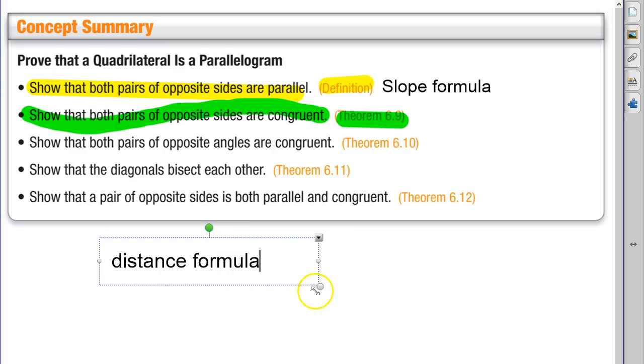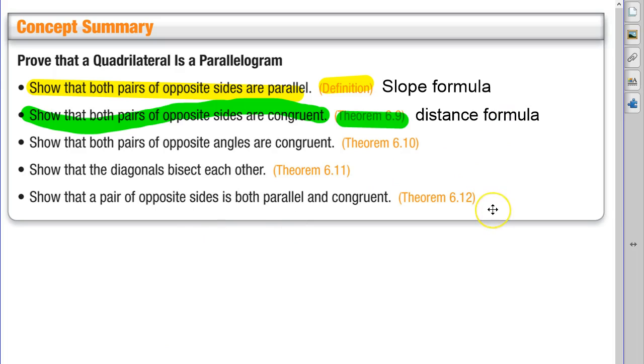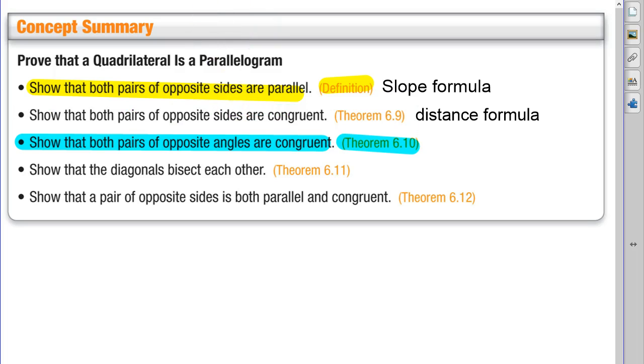So when we do stuff in class tomorrow with this, one of the things is how can I prove these sides are congruent? Well, I can either use something that we've done before, or I can use the distance formula. Now, proving that both pairs of opposite angles are congruent, that one's the toughest because you really can only do that in a proof. You can't do that any other way. So if you're going to prove that both pairs of opposite sides are congruent, or both pairs of opposite angles are congruent, it's full on in a 2-column proof. You're not going to prove that using the distance formula or the midpoint formula.